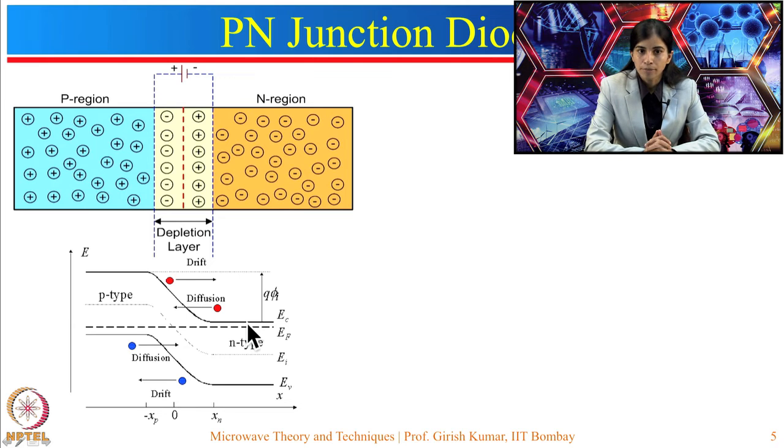Now, when these materials are brought close to each other, they have a tendency to reach equilibrium. We know that in the P region, holes are the majority carriers, and in the N region, electrons are the majority carriers. These carriers will try to reach equilibrium. So, holes from the P region will try to diffuse into the N region and electrons from the N region will try to diffuse into the P region, and they will leave behind positive ions in the N region and negative ions in the P region.